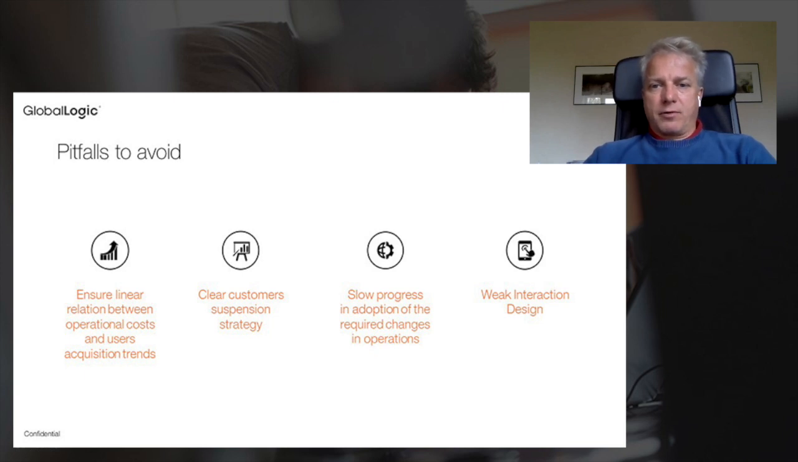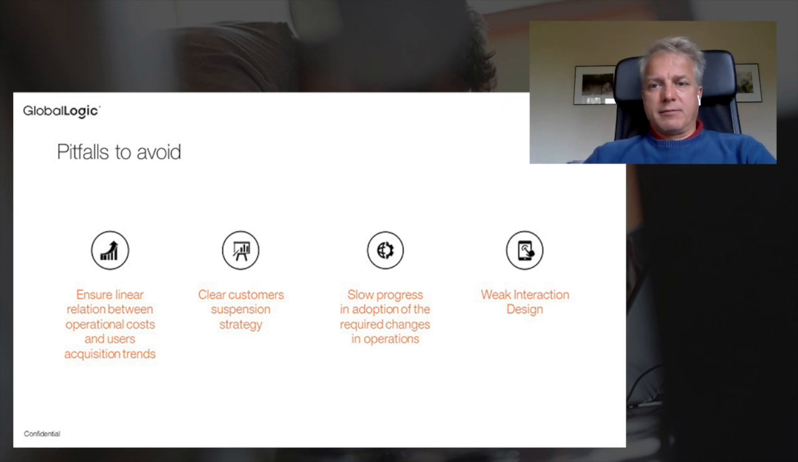The next topic is also very important. Slow progress in adoption of the required changes in operations. As you know, digitalization is not a project that starts and finishes. This is a project which never finishes, it only starts. And the success of our platform, the market, depends on the speed, how fast can we adapt and how fast can we change to the new market conditions and situations. And this is exactly something which we have to think about before and we have to plan properly.